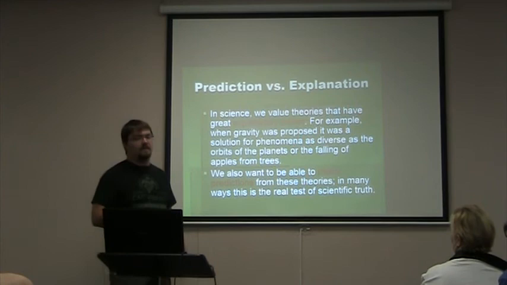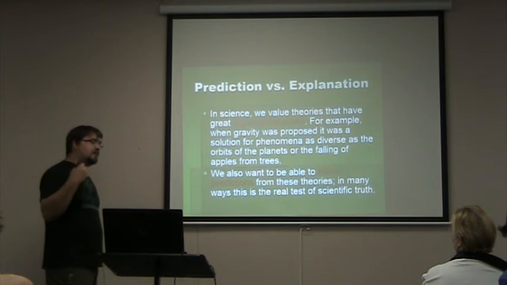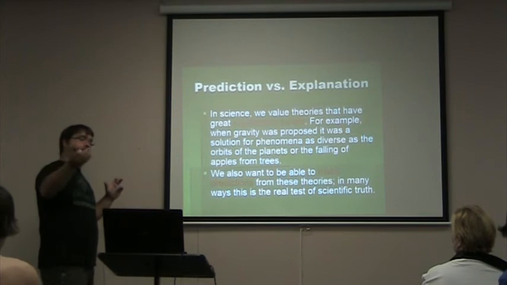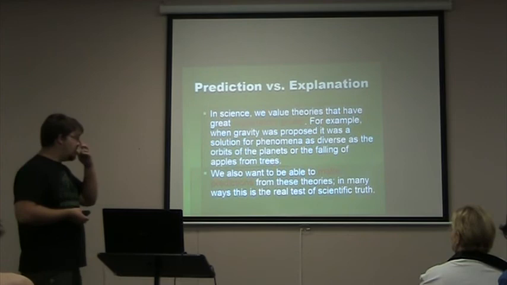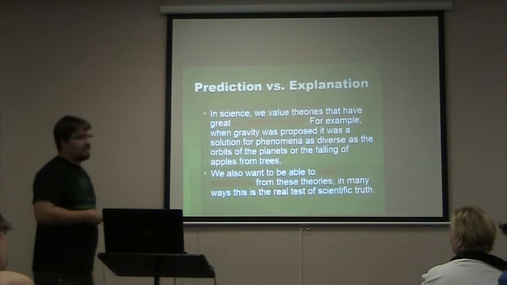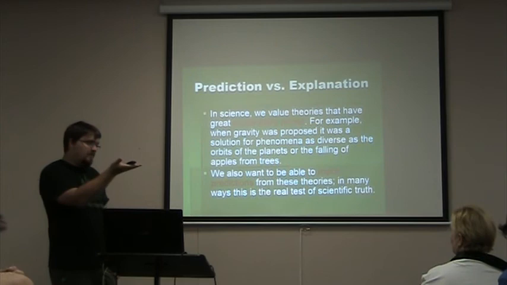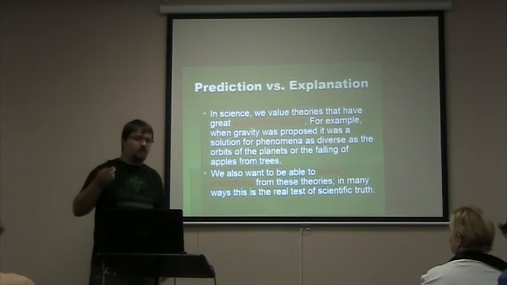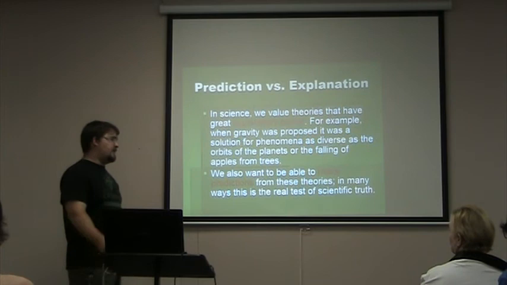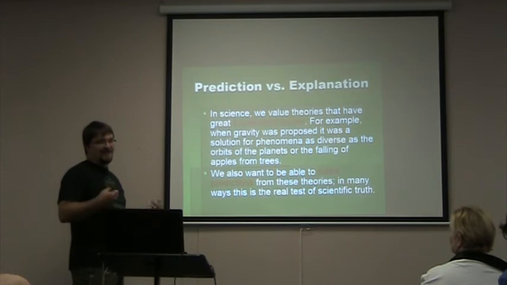Now, for example, when gravity was proposed, everyone loved it because it explained lots of phenomena. This explains what holds the moon in orbit. It explains why apples fall from trees. That's pretty diverse, okay? Now, we also want to be able to make predictions with our theories. Again, using gravity as an example, we can predict what something will weigh on the moon just by knowing its mass here on Earth, right? We know something's mass, I can tell you how much gravity affects it anywhere in the universe, right? So we can make predictions with gravity all the time. We fly spaceships around, and most of the time we do pretty good with it. And whenever we fail, it's our own fault, it's not because gravity has problems, right?